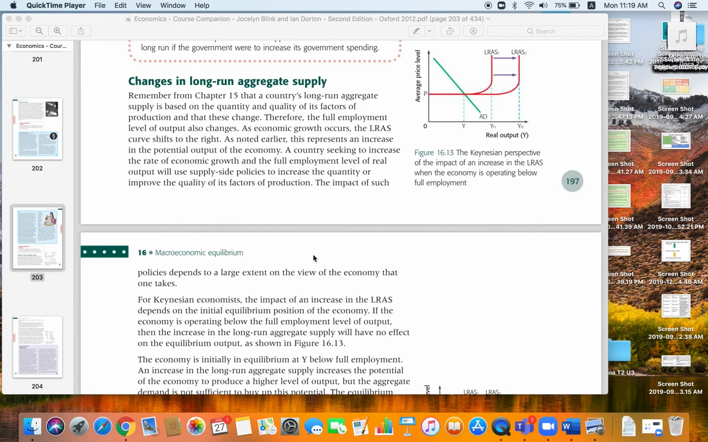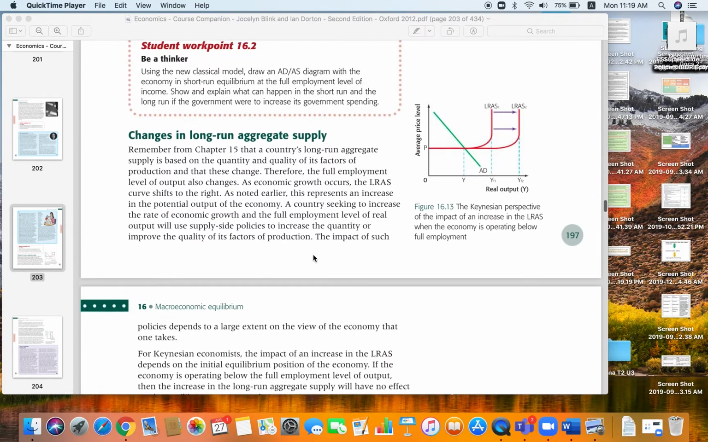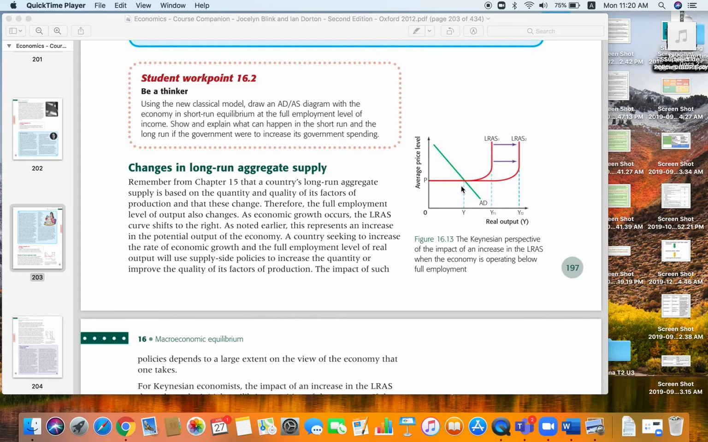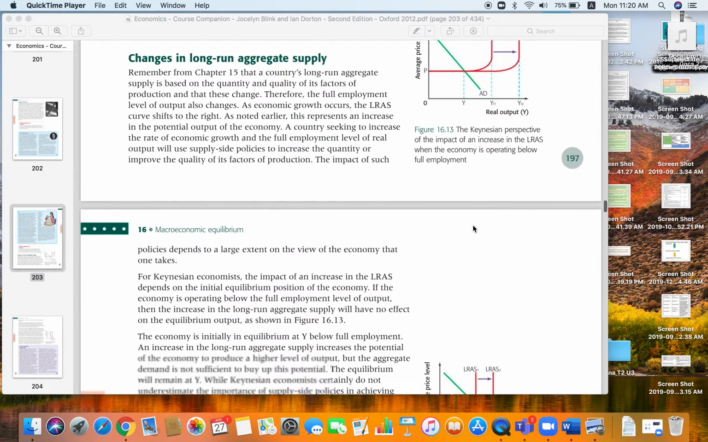Now, the Keynesian economists think differently. They think the impact of an increase in the long-run aggregate supply depends on the initial equilibrium position of the economy. So if the economy is operating below full employment, the increase in long aggregate supply is going to have no effect whatsoever on equilibrium output. So we saw that in 16.13 over here, right? So you can see that even if there's a shift in the supply curve, equilibrium is still the same, because remember, the equilibrium point occurs before the inflationary pressures exist.